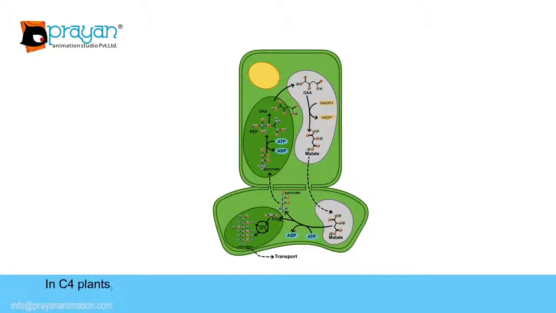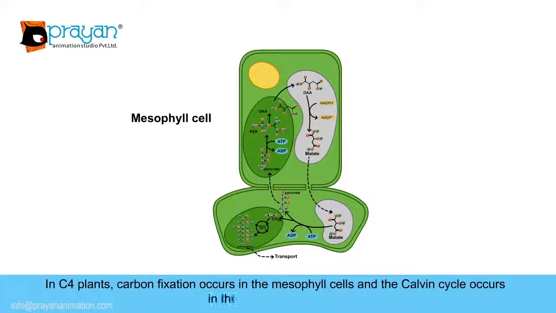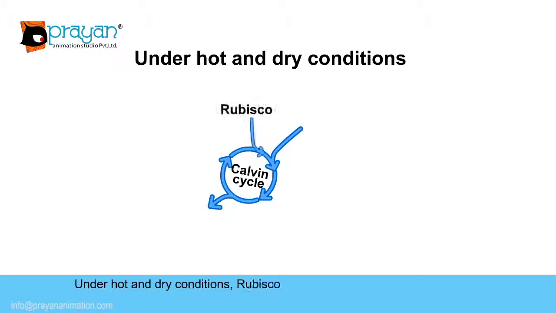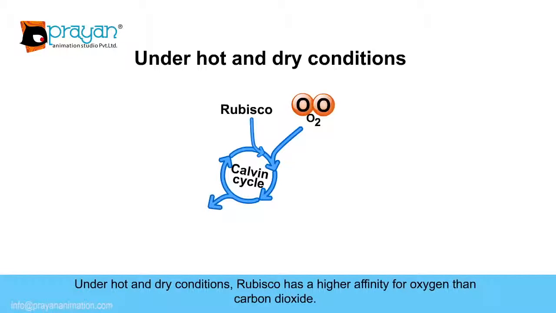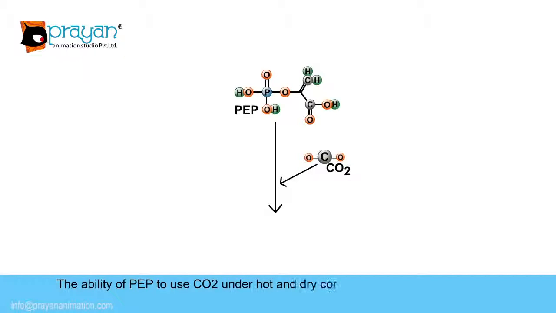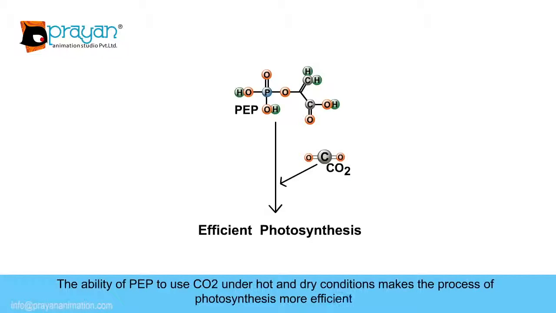In C4 plants, carbon fixation occurs in the mesophyll cells, and the Calvin cycle occurs in the bundle sheath cells. Under hot and dry conditions, Rubisco has a higher affinity for oxygen than carbon dioxide. The ability of PEP to use CO2 under hot and dry conditions makes the process of photosynthesis more efficient.